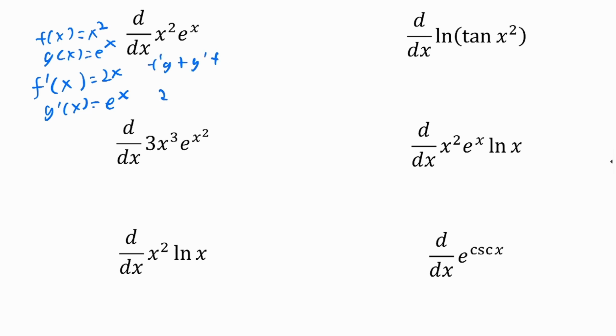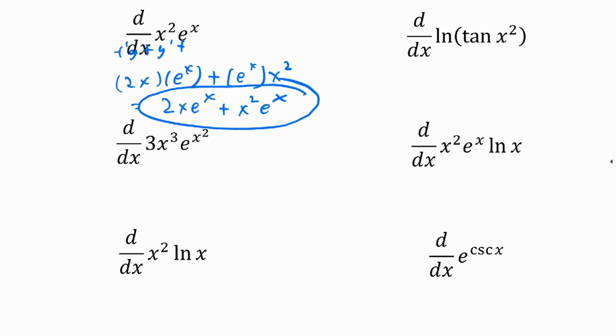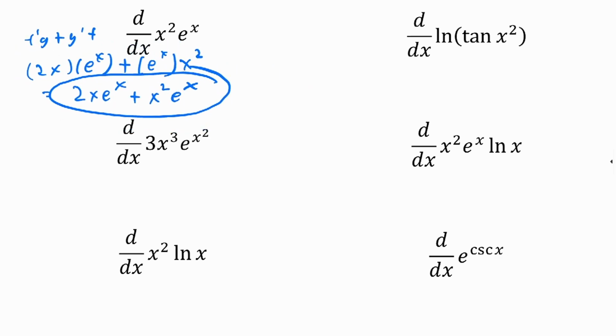So it's going to be 2x times e to the x plus g prime of x, which is e to the x, times f, which is x squared. So all in all, we have 2x e to the x plus x squared e to the x. This is our final derivative. Just going to erase all of this, move this all a little bit here. There we go.